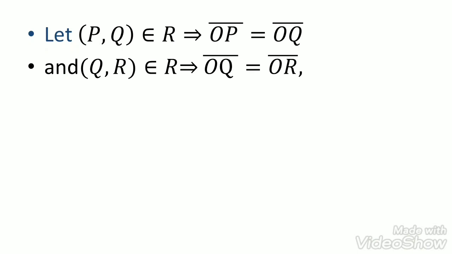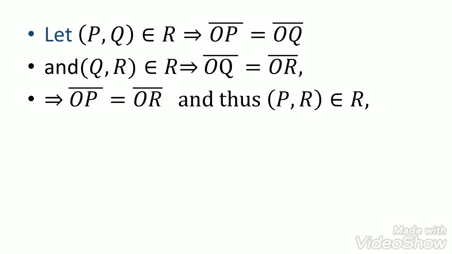Since QR belongs to R, therefore OQ must be equal to OR, meaning the distance of Q from the origin is equal to the distance of R from the origin. Therefore we can write OP equals OR, because OP equals OQ and OQ equals OR. Thus PR belongs to R. P and R, these two points are related to each other.